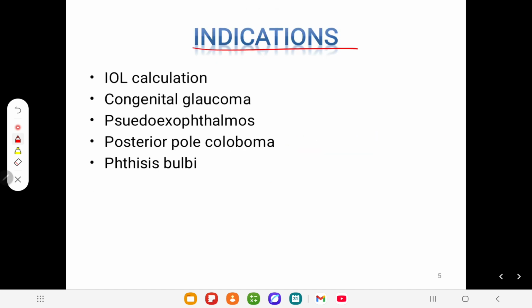So what are the indications of basically doing biometry? Obviously, IOL calculation is the prime and most important. Congenital glaucoma, when you want to know whether the child's eye is long because of the glaucoma pressure, or is it stretching? Pseudoexophthalmos, so we want to know if the eyeball really elongates or if something from the posterior side is pushing. Posterior pole coloboma, then we want to know about the phthisis bulbi, if literally the axial length decreases rapidly or not.